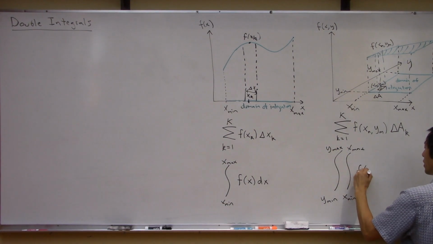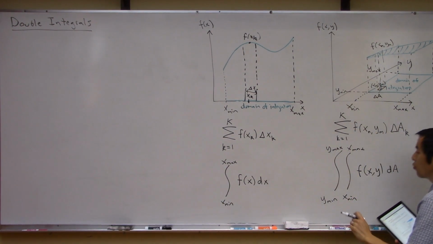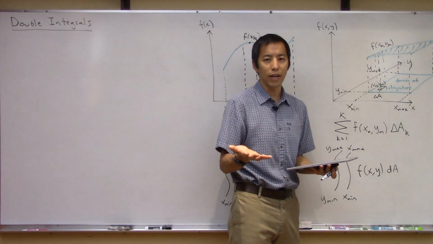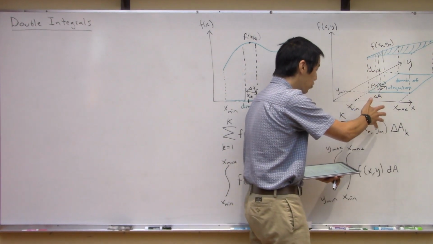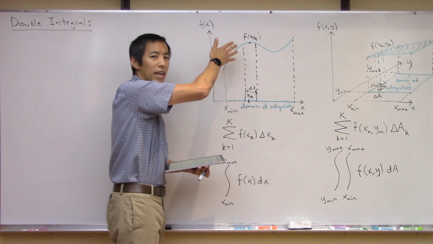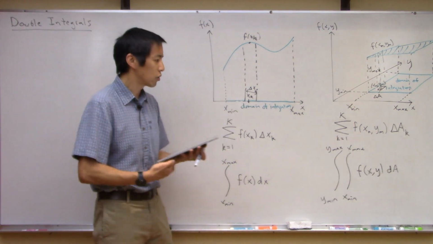And now if I try to integrate the function over this infinitesimal area dA, what we're really doing is calculating the volume underneath this surface. That's the idea. So with a double integral, we're getting the volume under the surface. With a single integral, we're getting the area under the curve. So again, it's just an extension of this idea to one additional dimension.